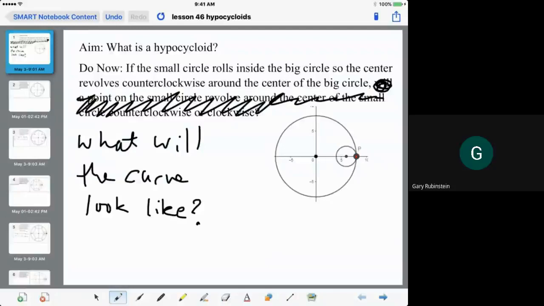So my first question to you is just to think about this for a minute. What do you think the curve will look like? This small circle is going to be moving counterclockwise. At least the center of the circle is going to be moving counterclockwise. So just take a minute to think about it, there's a couple of feasible options. What are they?